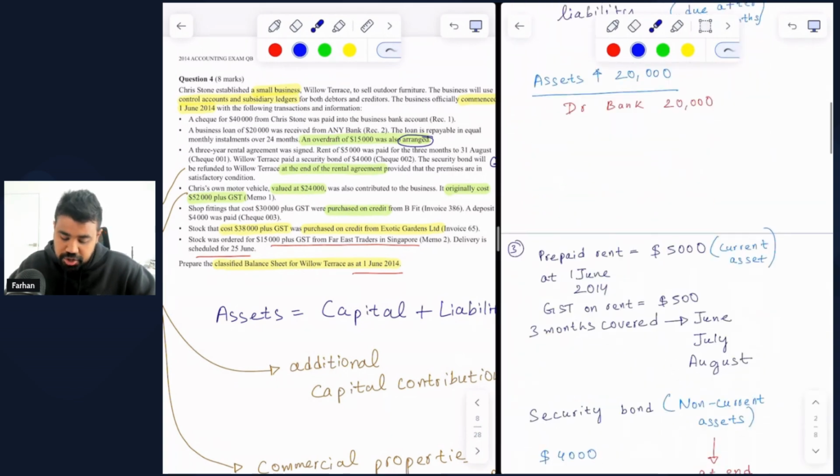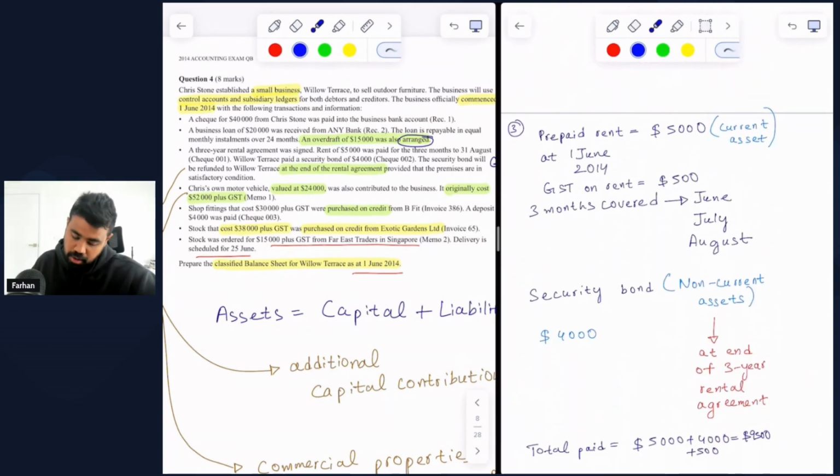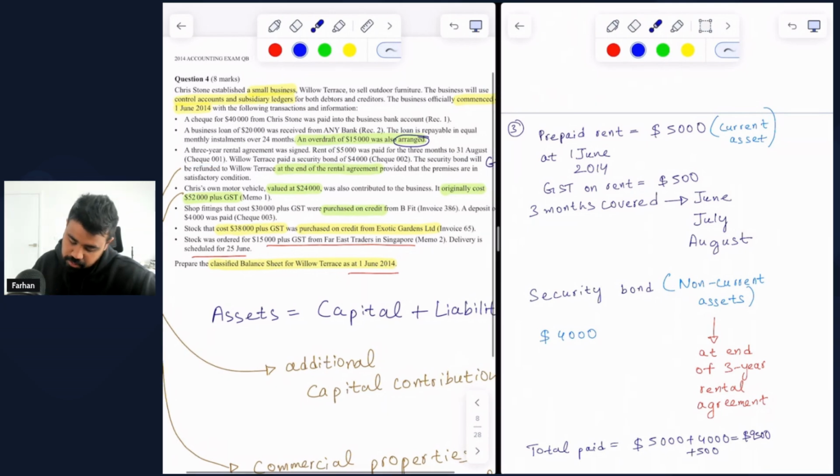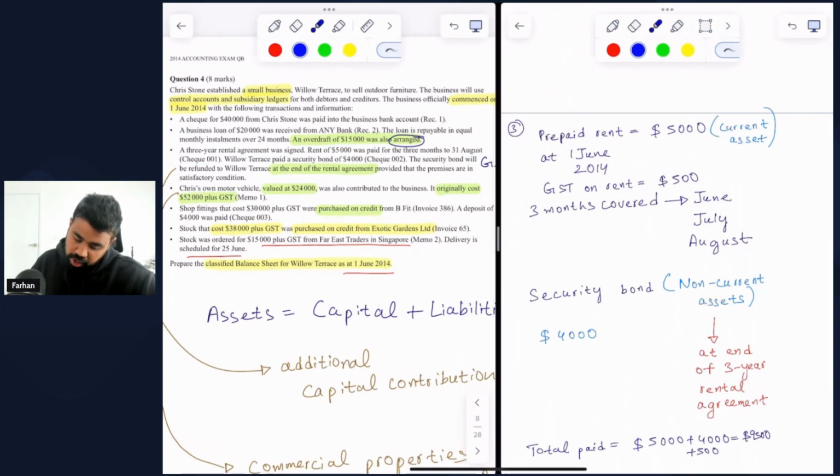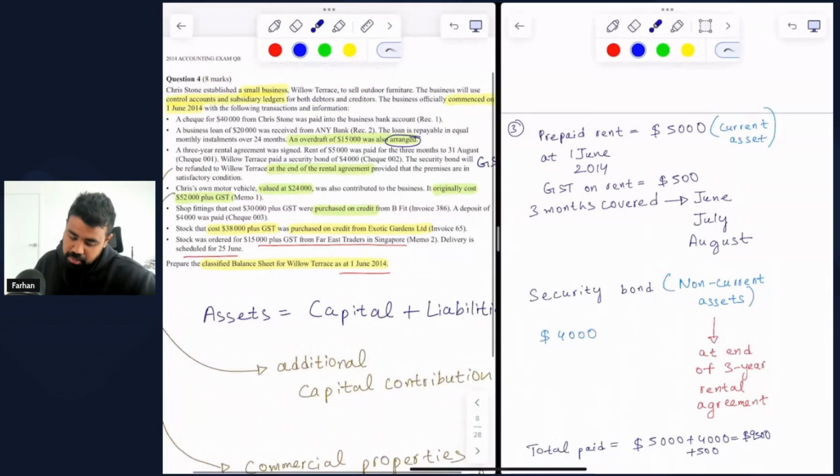So let's move to additional information number 3. A 3-year rental agreement was signed. Rent of $5,000 was paid for the 3 months to 31 August. And the source document is the check 001. All right, so based on the first sentence, we have signed a 3-year rental agreement.